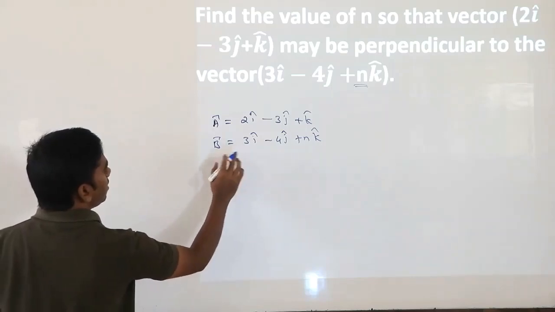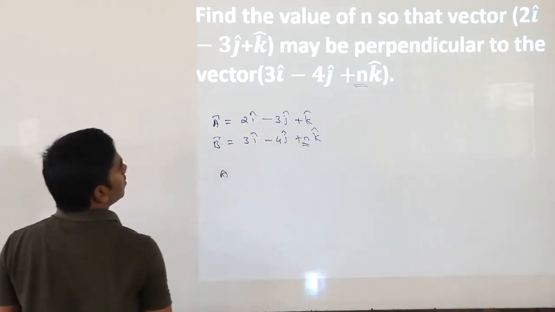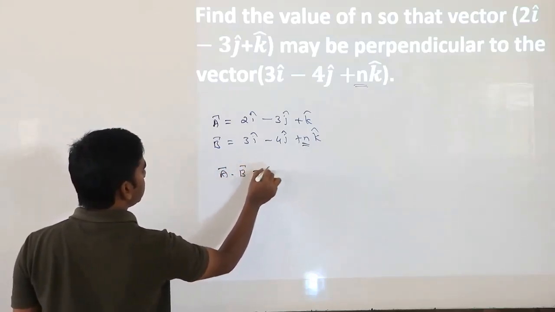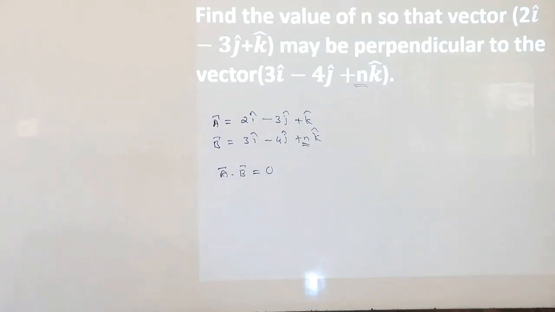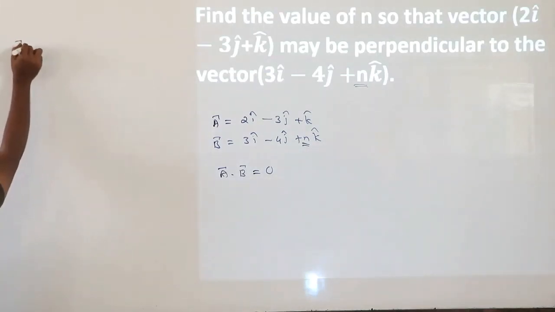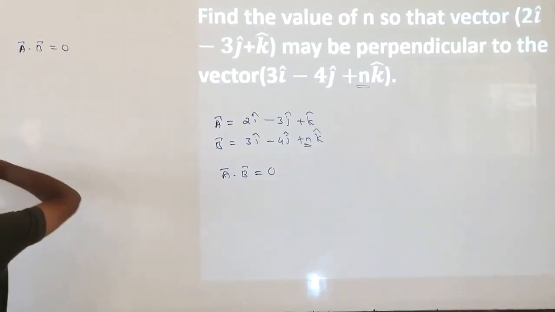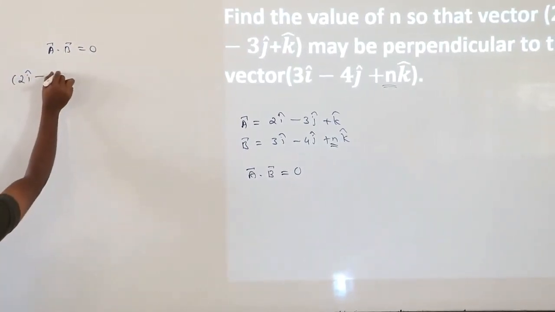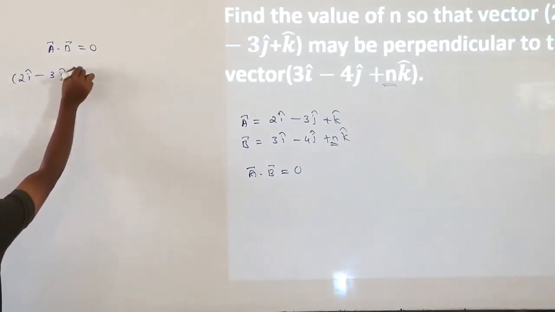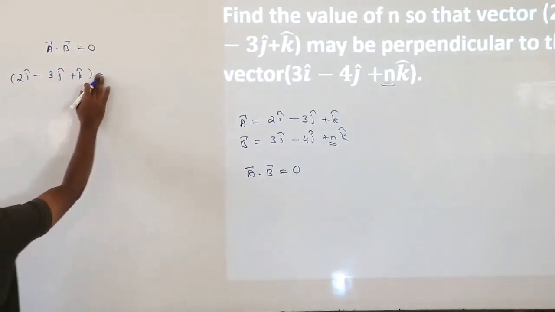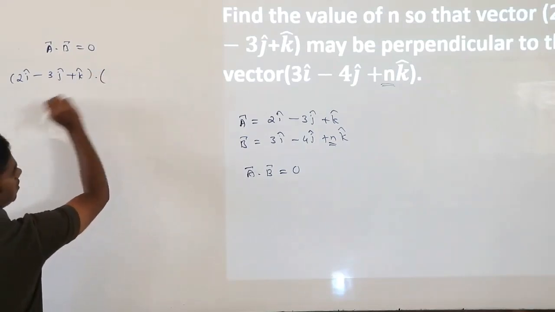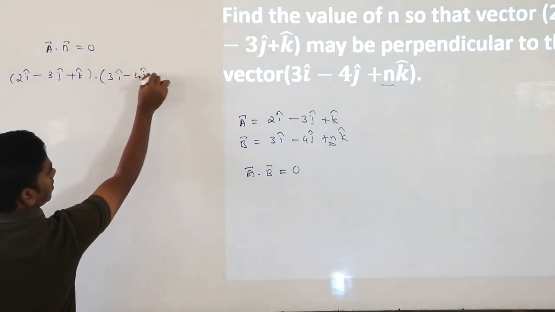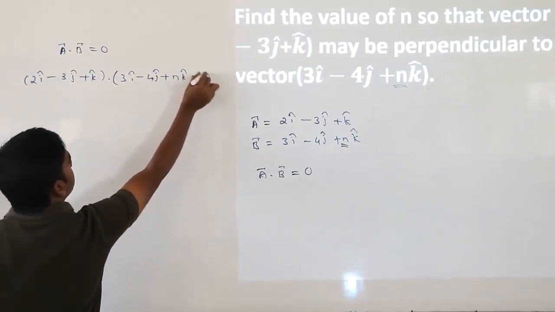Now we have to find the value of n. They are saying perpendicular, which means again we can take help of our dot product rule, that is A dot B equals 0. So let me take vector A dot vector B equals 0. What is vector A? 2 i cap minus 3 j cap plus k cap, dot 3 i cap minus 4 j cap plus n k cap equals 0.